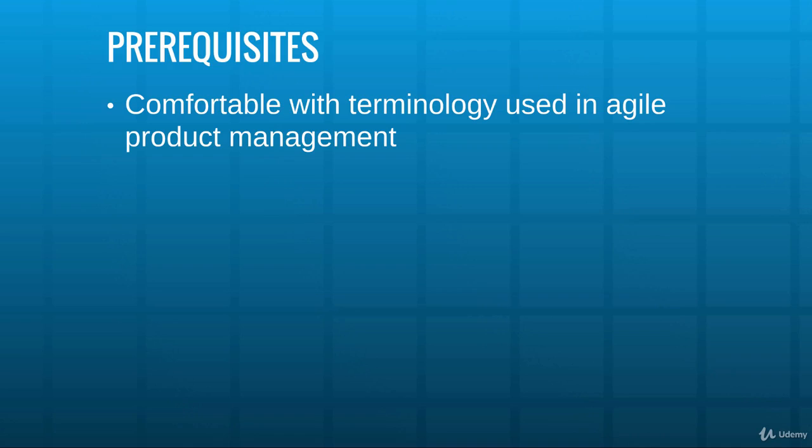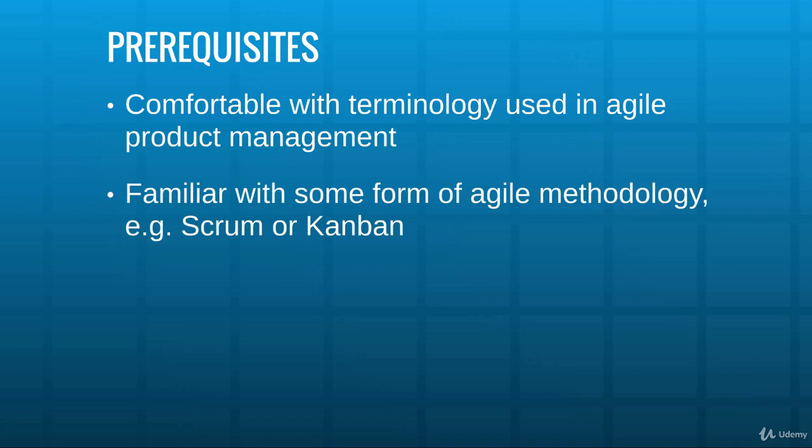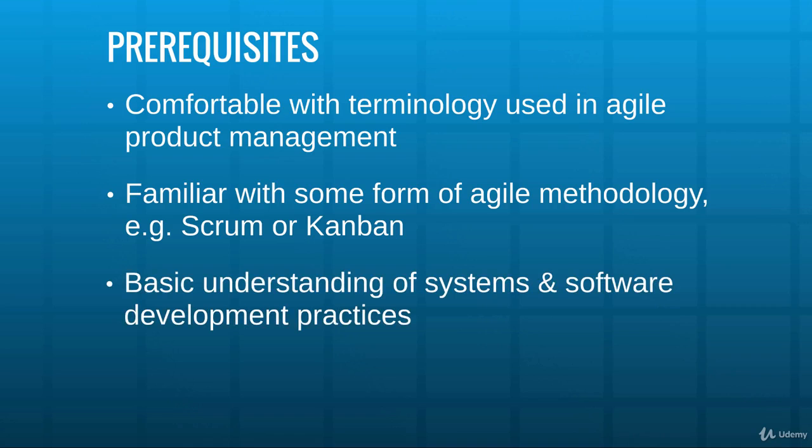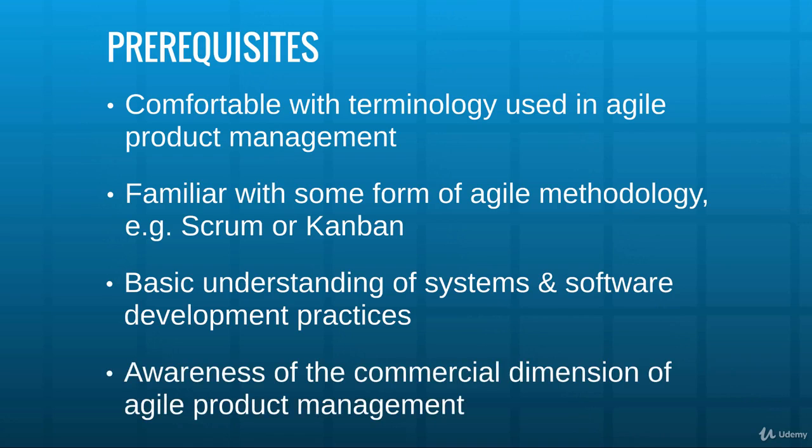Therefore, the course assumes you are already comfortable with terminology used in Agile product management, for example, product backlog, user story, minimum viable product, etc. You should also already be familiar with some form of Agile methodology, for example, Scrum or Kanban. Furthermore, you're expected to have some foundational understanding of systems and software development practices, and that you are additionally already aware of the commercial dimension of Agile product management, like doing market research, competitor analysis, etc. Bearing that in mind, let's now check out the course structure in the next lesson.